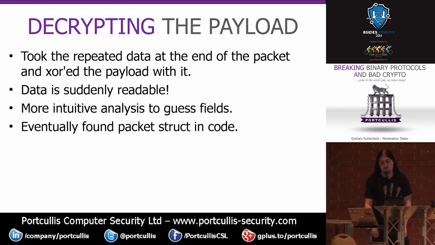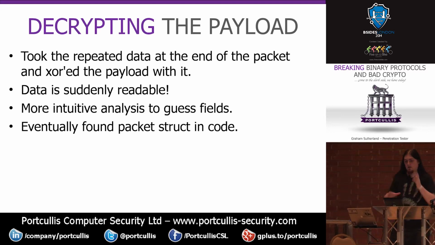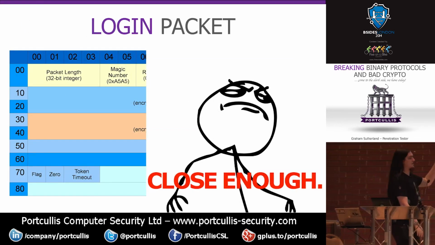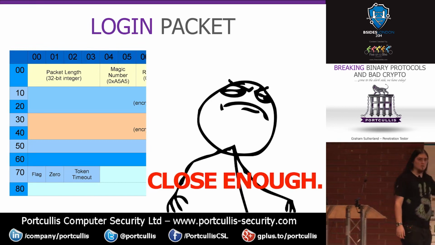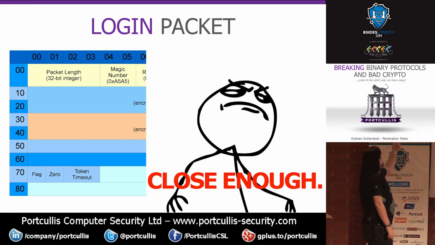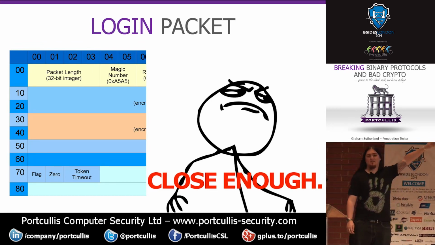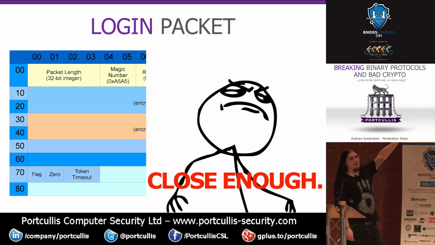So I eventually found the packet structure in the code, had a look around, did some more intuitive analysis to guess the fields, and worked out what was going on. And this is what it said in the actual packet structure: packet length, magic number, reserved, command, flag, error code, and dev number. You remember I said there was a 16-bit and a 32-bit integer that I didn't know? It's those two at the end.